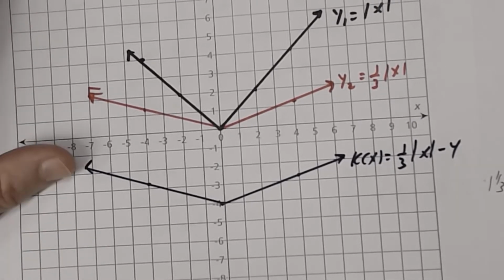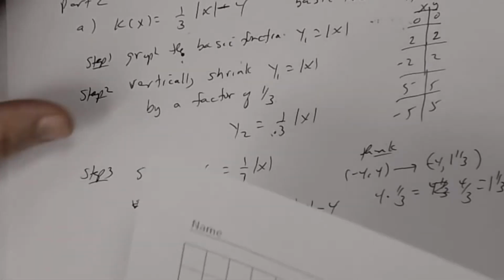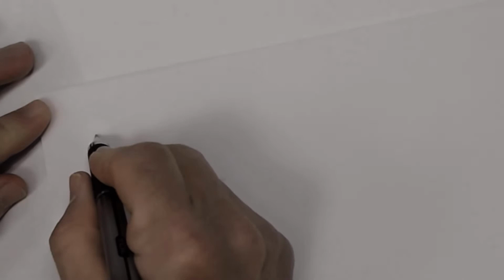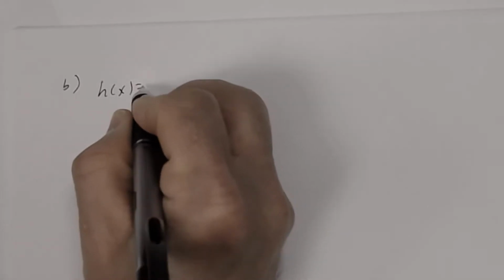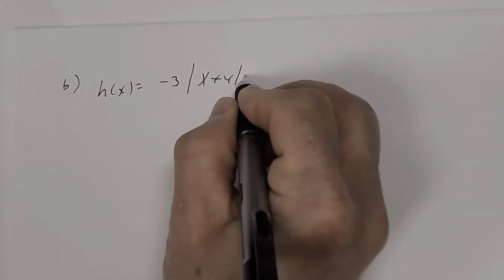All right, so let me just, before we go to the next one, make sure I wrote this. Okay, so I did the third one. All right, so step 3. All right, let's look at part B now. So part B, or letter B, we have this. We have the function h of x equals -3 absolute value of x plus 4 minus 5.